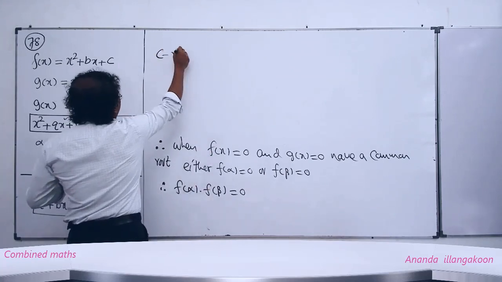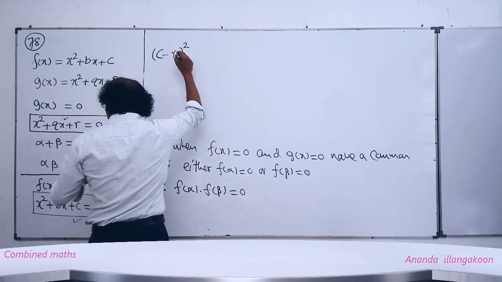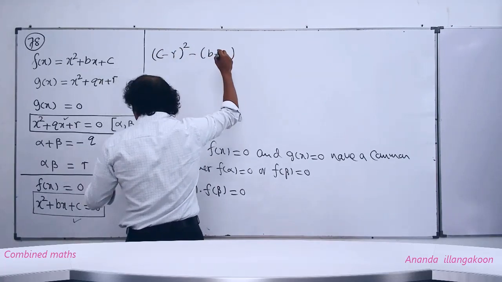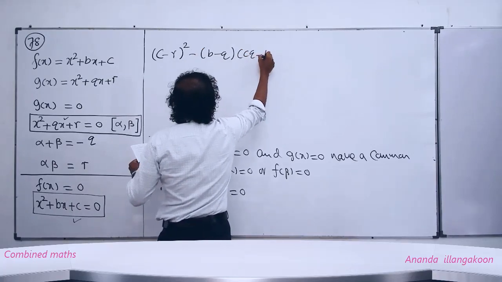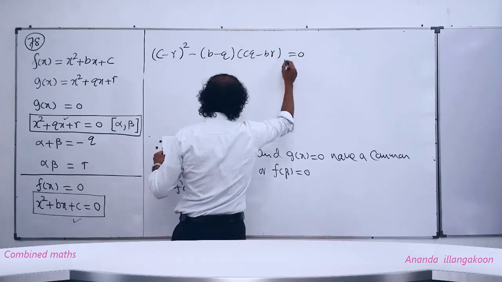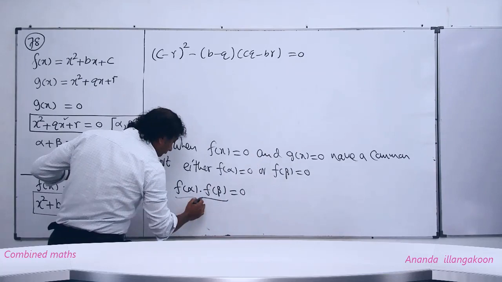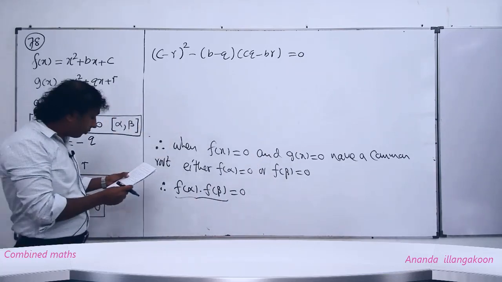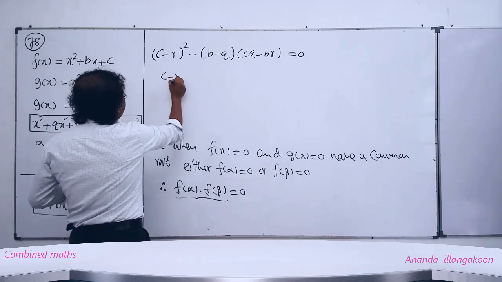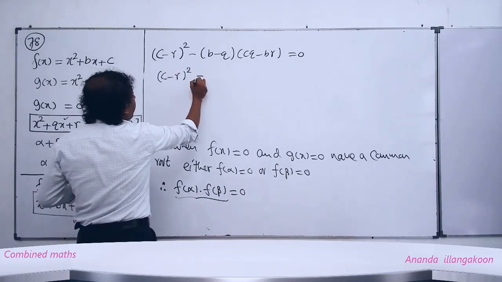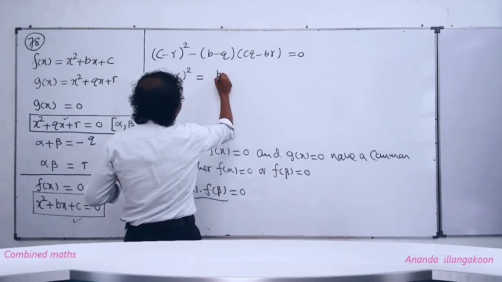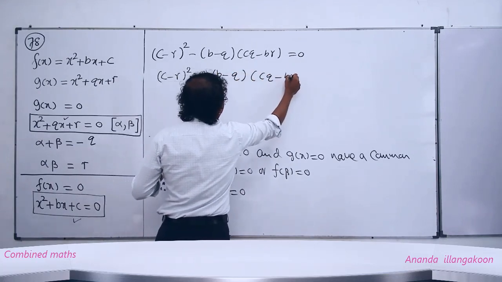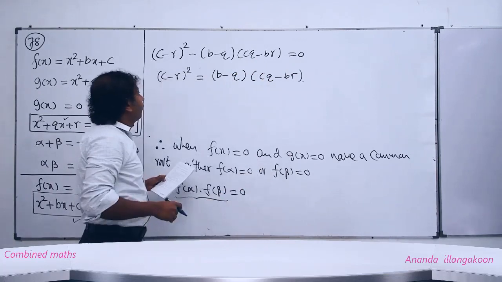(c minus r) perfect squared minus (b minus q)(cq minus br) is equal to 0. I substituted for this f(alpha) f(beta) the answer we found, people. Then what we get? We get (c minus r) perfect squared, taking the right-hand side, (b minus q)(cq minus br). Right.